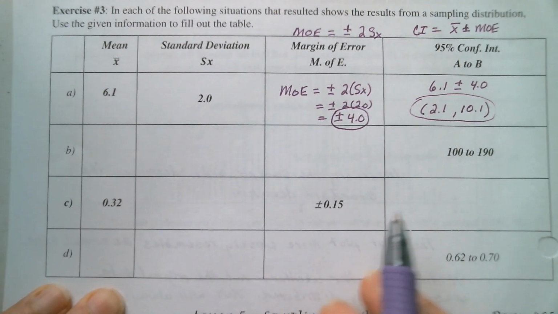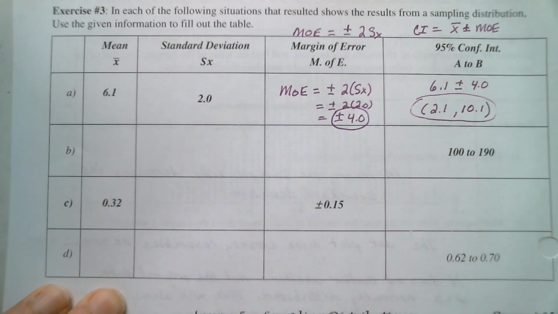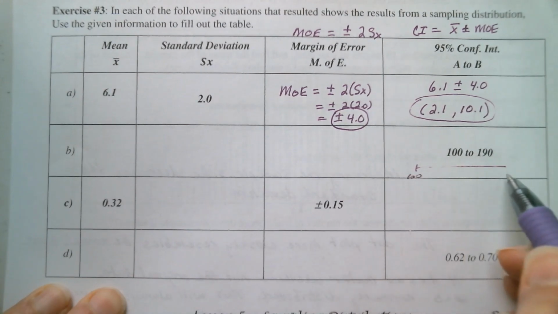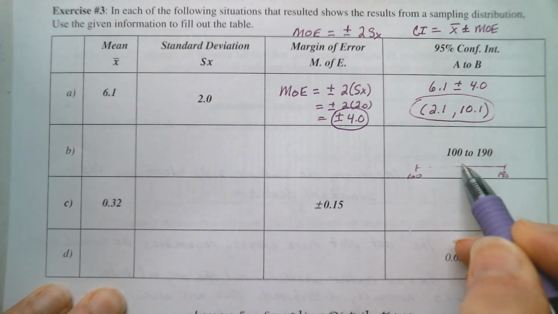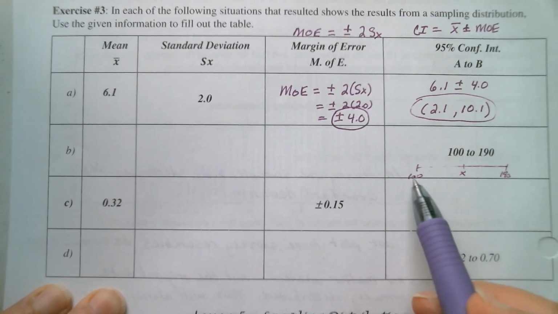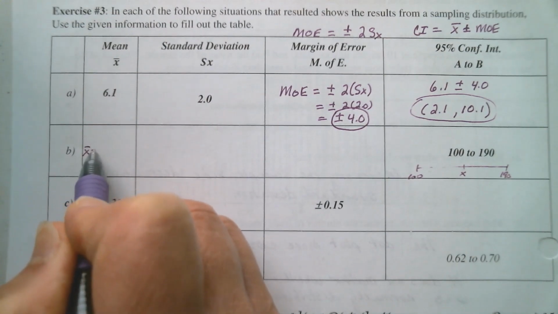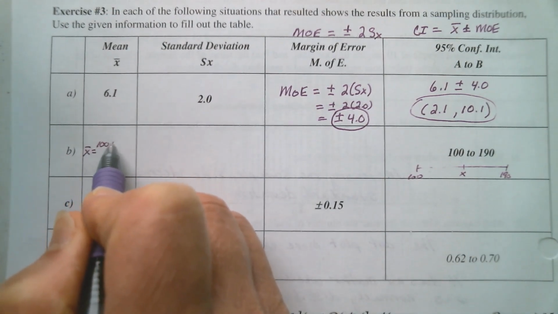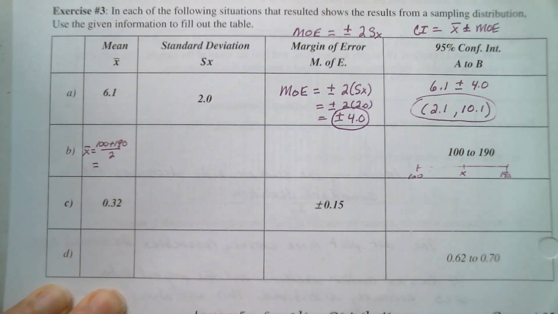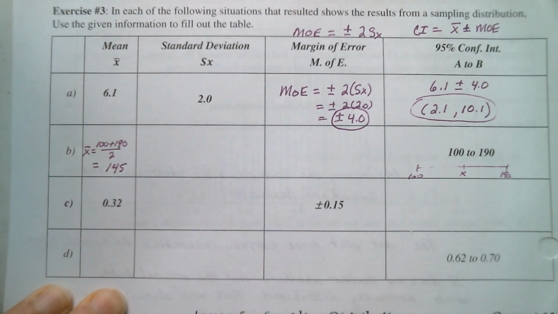For B, we have the confidence interval is 100 to 190. So again, if you're a visual person, you can do 100 to 190, and the mean here has got to be in the middle. So add 100 and 190 and get 290. So the mean's going to equal 100 plus 190 divided by 2. 290 divided by 2 is 145. So the mean is 145.